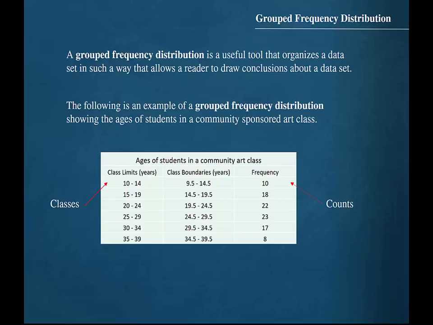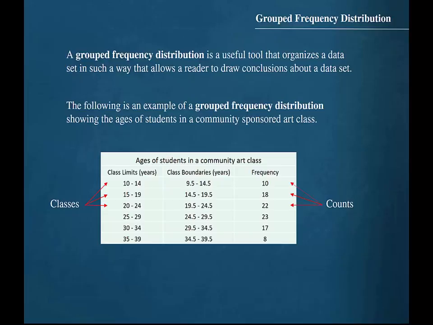The last column in this table provides us with the counts of the number of students in the art class that are within the age limits of each class in the grouped frequency distribution. So the first entry in the frequency column tells us that there are 10 art students between the ages of 10 and 14. The second entry tells us that there are 18 students between the ages of 15 and 19.